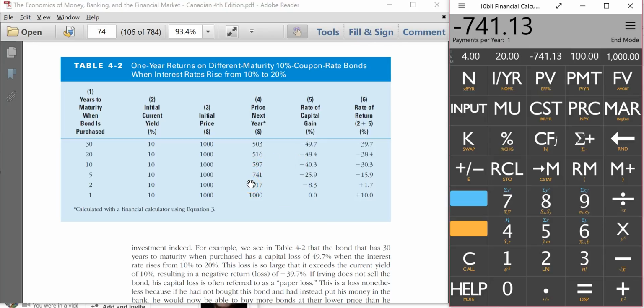So that's how the author calculated the new price of a bond when interest rates went up the following year.